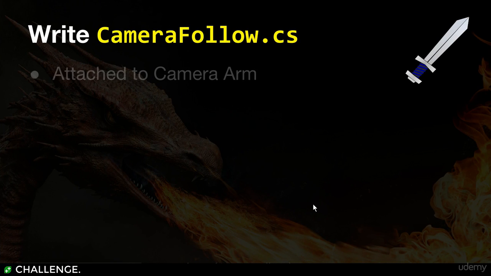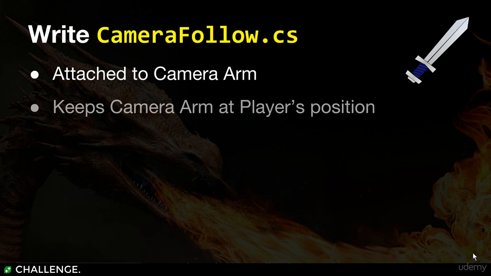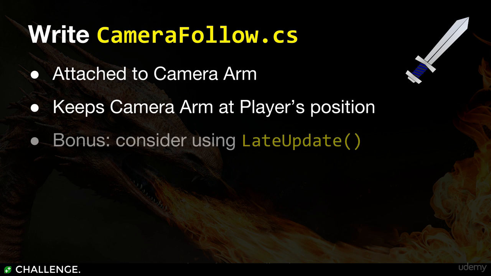Write camerafollow.cs. Attached to the camera arm, well, we've already done that, keeps the camera arm at the player's position. That's all it needs to do, is keep that camera arm object in the same position as the player. Pretty simple. And as a bonus, consider doing this in late update rather than update. You can go and look at Unity's docs for late update. They're linked on the next slide and also in your resource links, and that'll explain why you want to be doing it in late update.